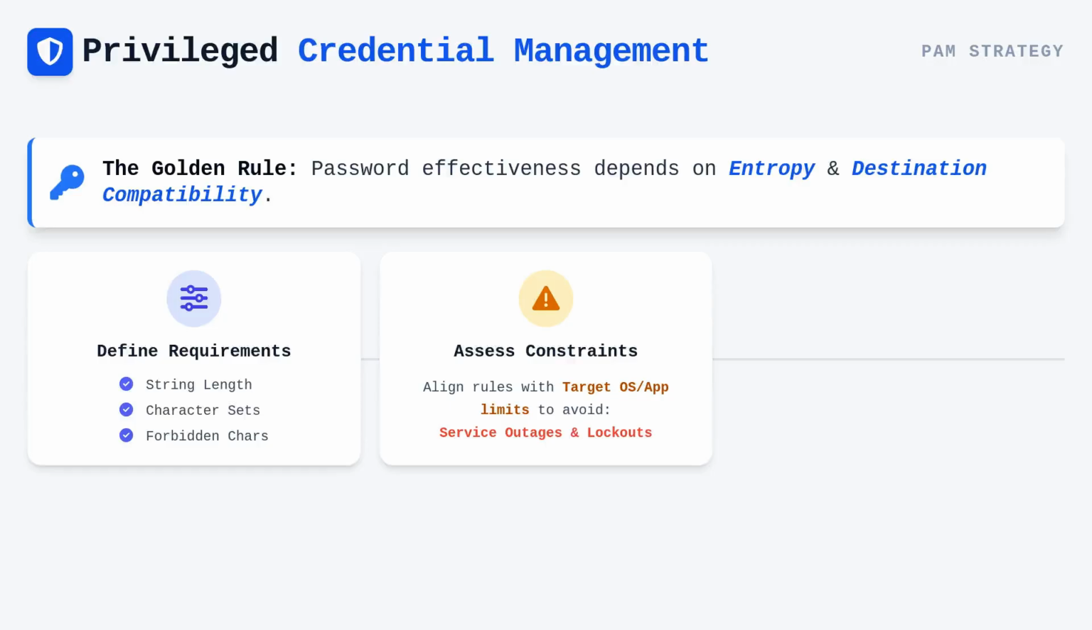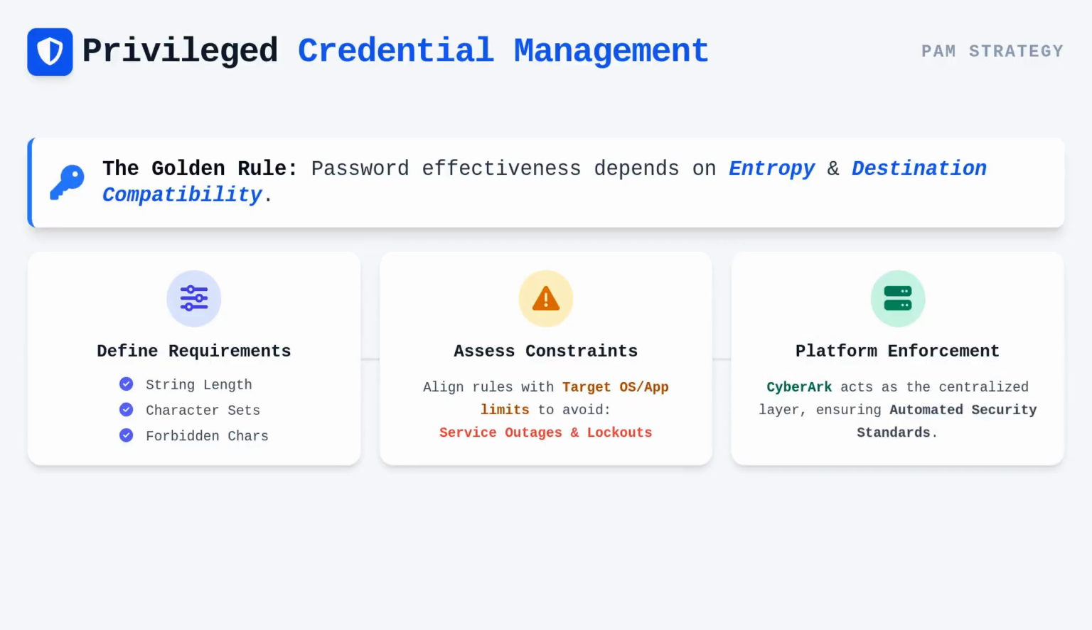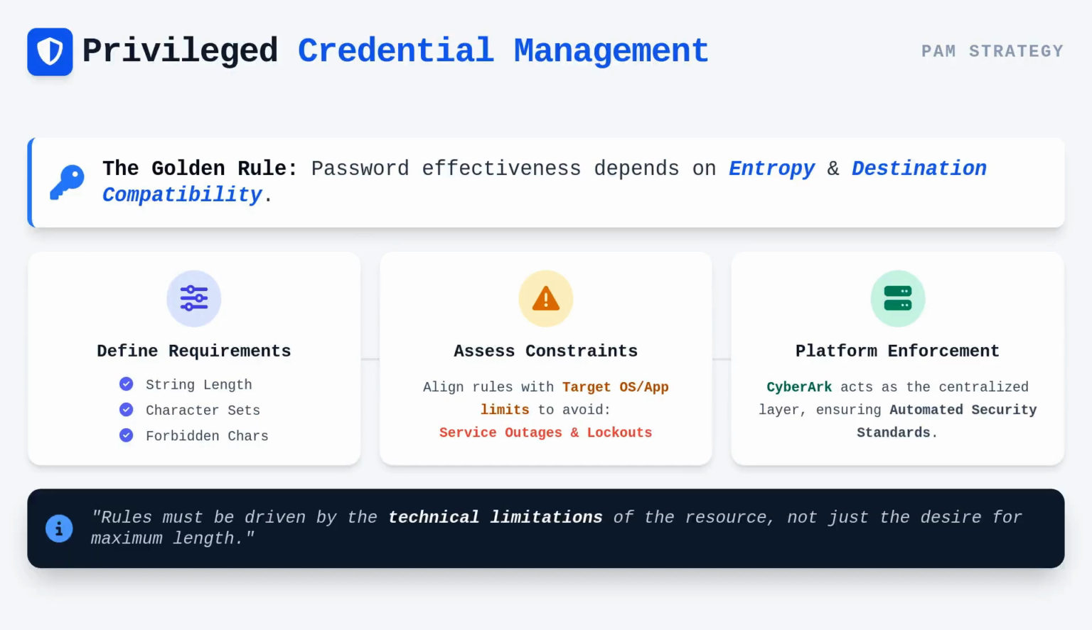Within a PAM solution, this requires a methodical approach where we define length, character sets, and forbidden characters at the platform level. If you set a complexity requirement that exceeds what a legacy system like an older mainframe can process, you risk triggering service outages or lockout scenarios. Therefore, the definition of these rules must always be driven by the technical limitations and security policies governing the target resource. By centralizing these settings within the platform policy, CyberArk acts as an enforcement layer that ensures all managed accounts adhere to the required security standard without manual intervention.